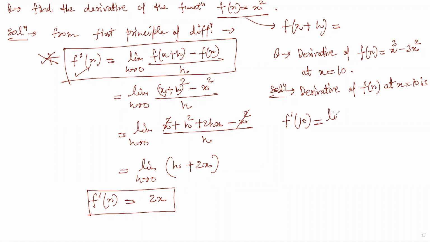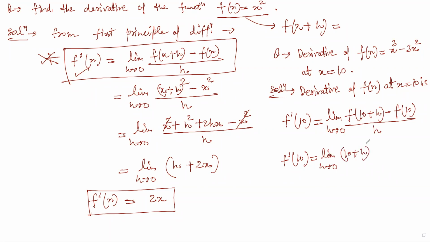f dash 10 is equals to limit h tends to 0 f of x plus h. Now, if I write f of x plus h, I have to first replace x with 10. So what I'm doing is f of 10 plus h minus f of 10 divided by h, which would be f dash 10 is equals to limit h tends to 0, right? f of 10 plus h will be 10 plus h whole cube minus 3 times 10 plus h whole square, minus this will be 10 cube minus 3 into 10 square. So 1000 minus 300, 700. I'm writing it directly because I don't have much space left.